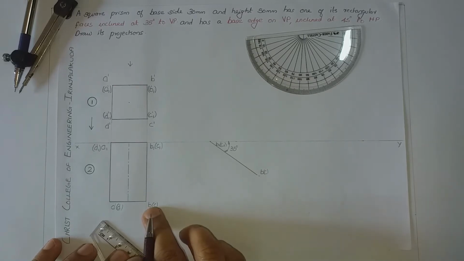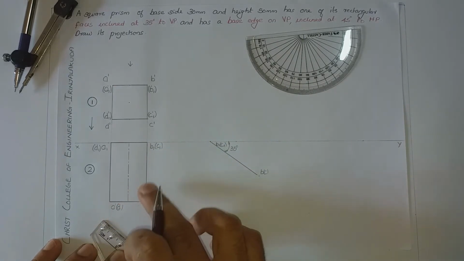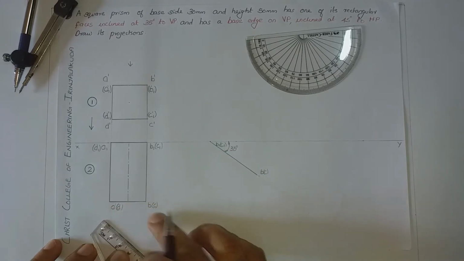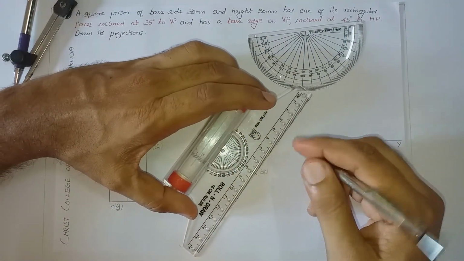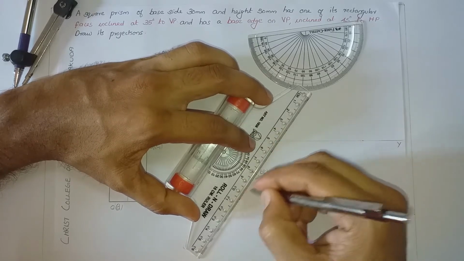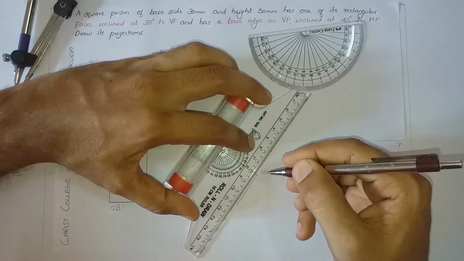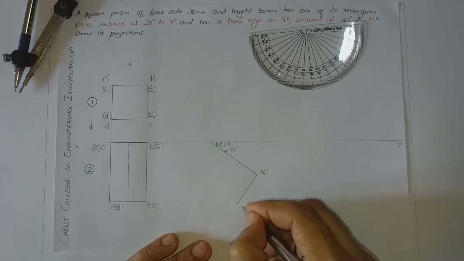Now, BC and this long side and this short side, they are at an angle of 90 degrees. So this length is actually 30 mm. So I'm constructing it perpendicular to the first line. So length is 30 mm. So this side is AD.